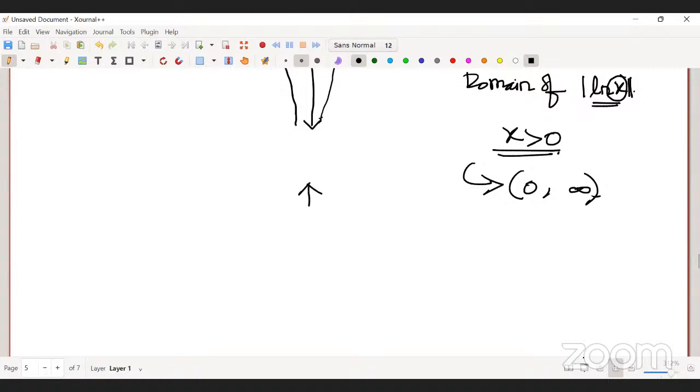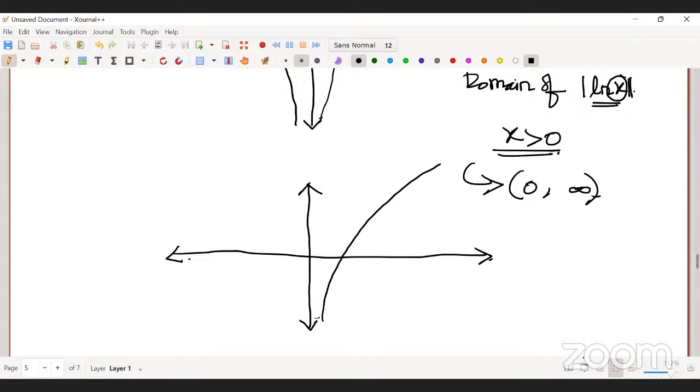So now, what you are doing is instead of taking ln x, you are taking the modulus. Now what you will do: this is the graph of ln x, right? Yes, sir, take the reflection about the x-axis.